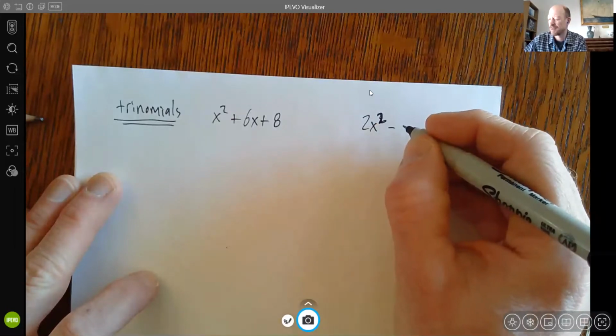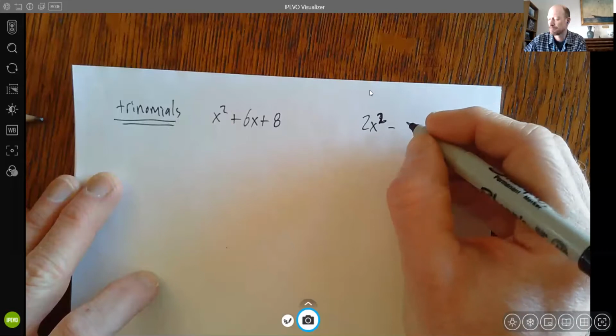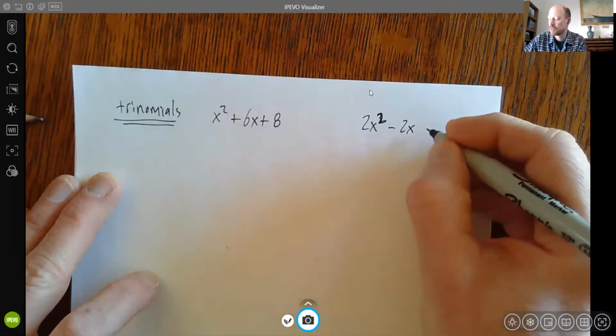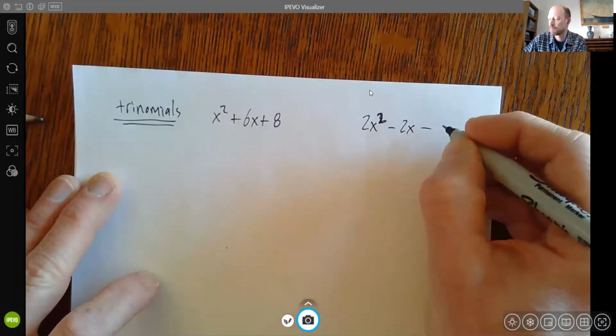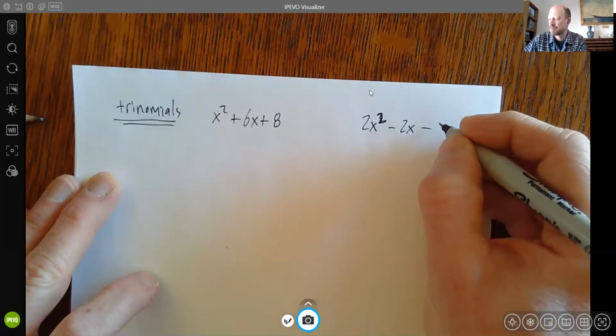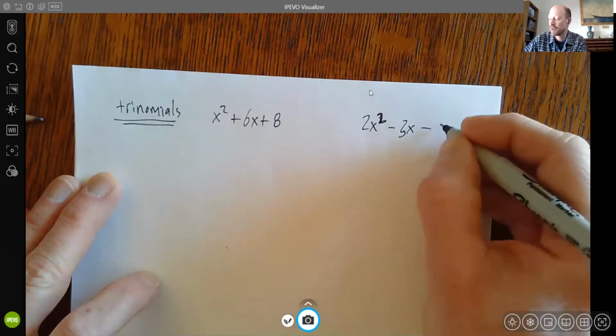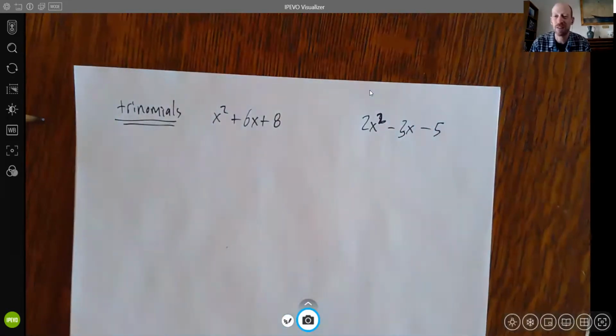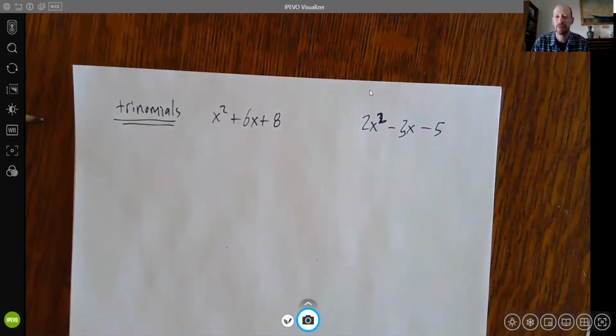Let's do minus 2x minus, what will work here? Let's make that minus 3x minus 5. So I'm thinking there, I'm trying to make sure that I get one that factors. A lot of trinomials won't factor and break down, but we're trying to look for ones that will.